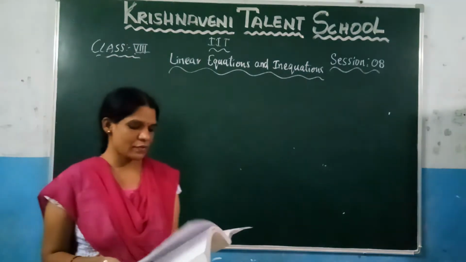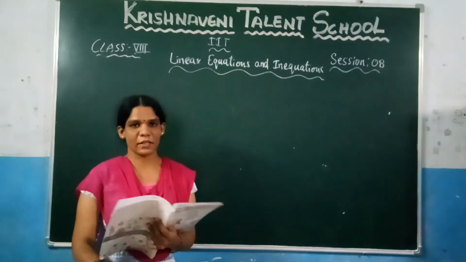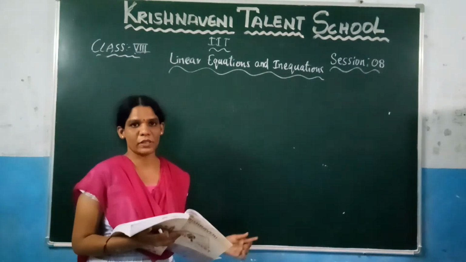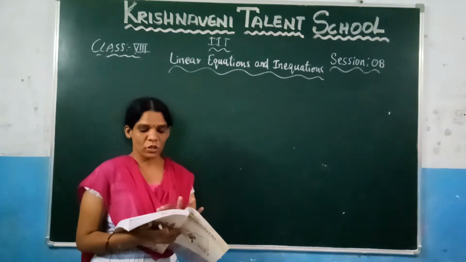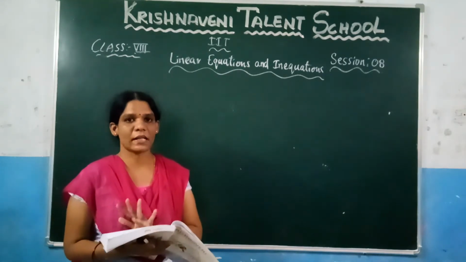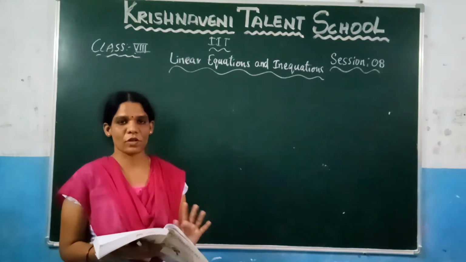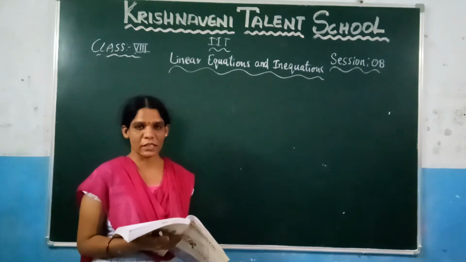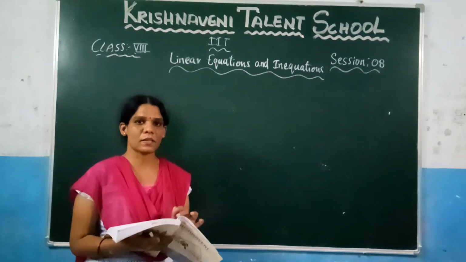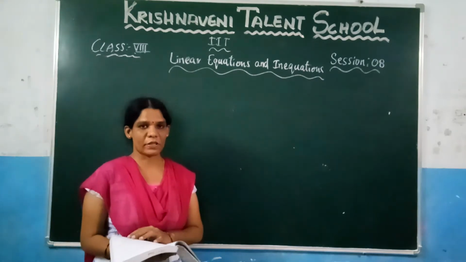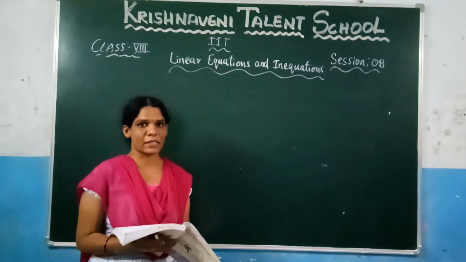In the last class we discussed simultaneous linear equations. That means if you are given any two linear equations, how to find the solution of these two linear equations by the graphical method. This one we have solved. So up to now we have solved four methods. What are those methods? The elimination method, substitution method, addition and subtraction method, and the graphical method. By any of these methods you can solve the simultaneous linear equations.